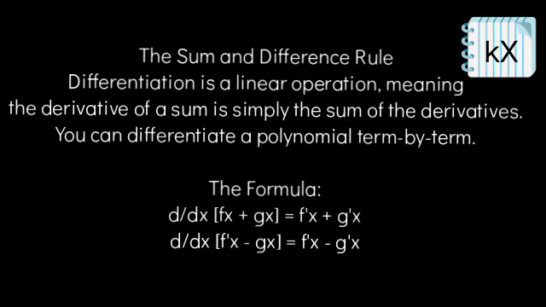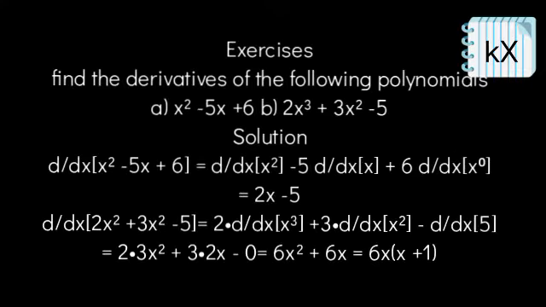Let's look at the sum and difference rule. Differentiation is a linear operation, that is, the derivative of a sum or a difference is simply the sum or difference of each of the individual derivatives. We can differentiate a polynomial term by term using the formula below, which expresses the sum and difference rule in differentiation, where we can have two functions f(x) and g(x).